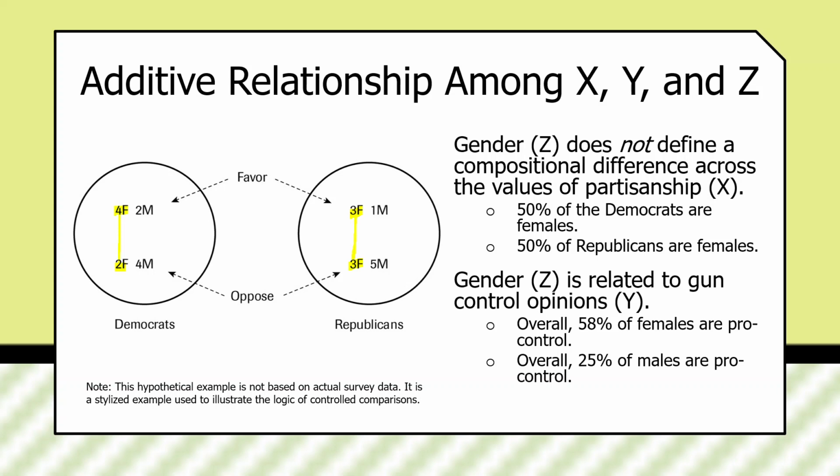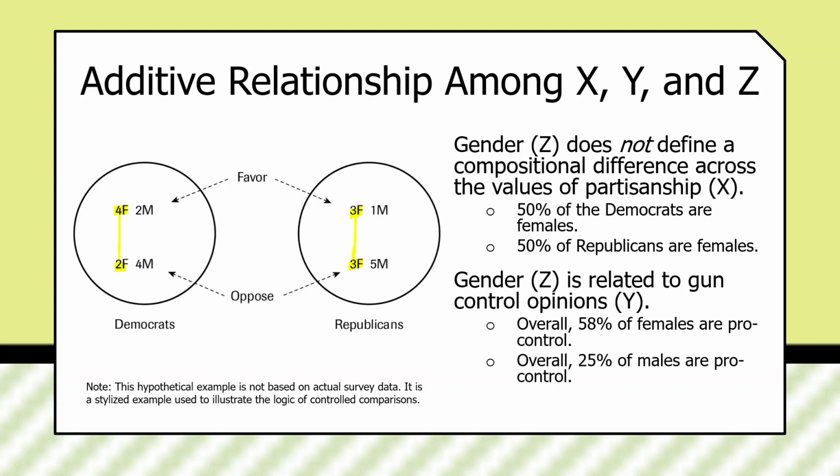So 50% are in favor of control. So as we hold gender constant among females and we move from Democrat to Republican, we do see a partisan effect. That is, the female Democrats, percentage-wise, are about 17 percentage points more likely to favor control than the female Republicans. All right, let's see what happens with the men.